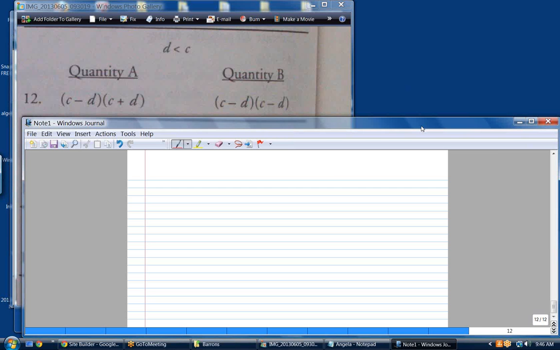I'm going to say that quantity B is greater. Okay, and how'd you do it? Well, I FOILed both of them.